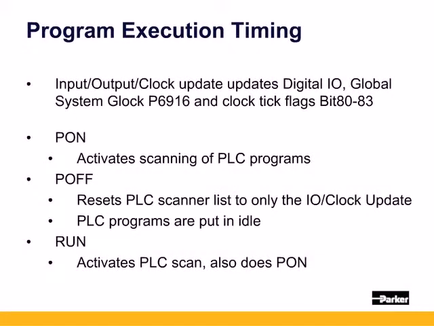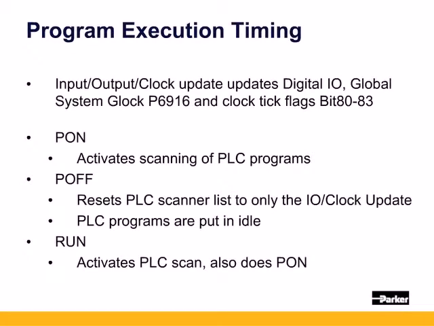The input-output clock update event is always in the PLC scanner list even if a P-off command has been issued. As the name implies, this event updates the opto-isolated digital I/O, the global system clock P6916, and the clock tick flags bits 80 through 83. The P-off command resets the PLC scanner list to contain only the input-output clock update event. Currently running PLC programs are put in an idle state and will be put back into the PLC scanner list when a P-on command is executed.